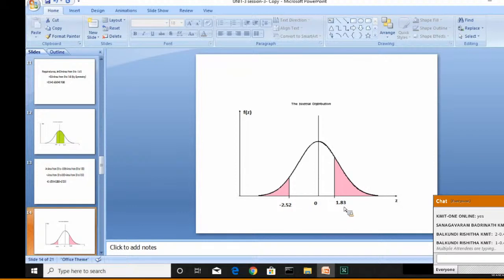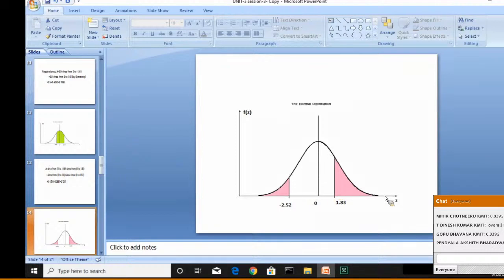One way I can do here: this part area I want, this part area I want. The total area under the curve minus this portion area, I can subtract. That means 0 to 1.83 you have to find from the table, and also 0 to 2.52 you have to find from the table. Both you should add and subtract from 1. Those who could not get it, tell me.